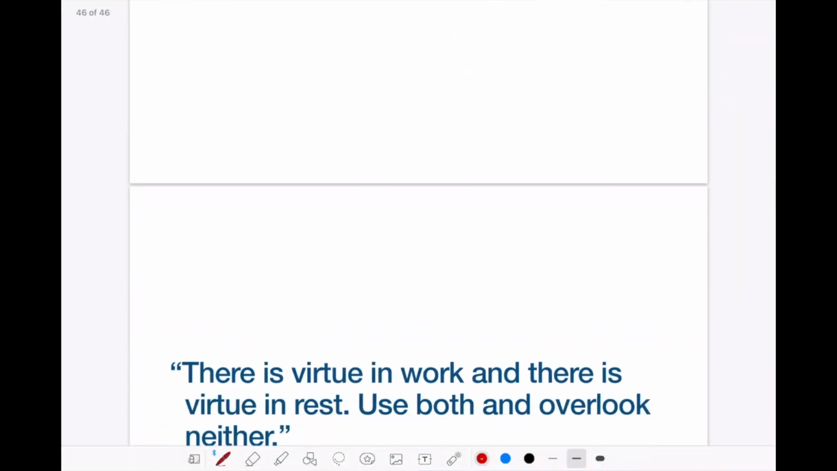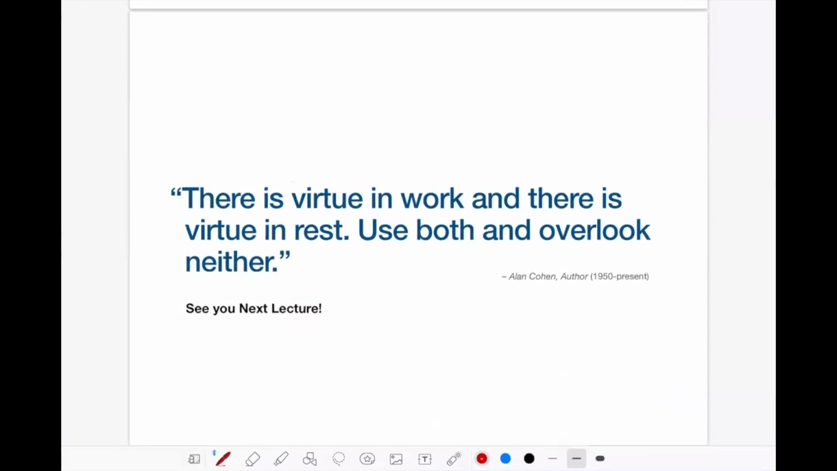So I think that takes us to the end of our first section for today. The quote for the first section is, "There is a virtue in work and there is a virtue in rest. Use both and overlook neither," which I think is the same quote I left you with last week. So I believe I now owe you a quote.